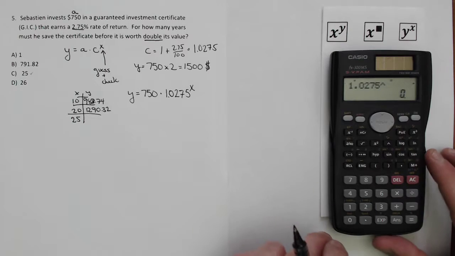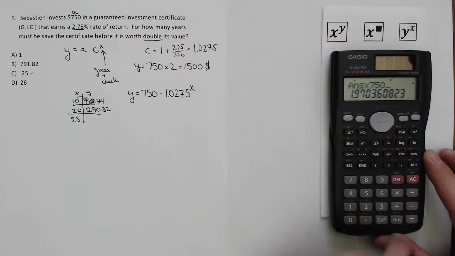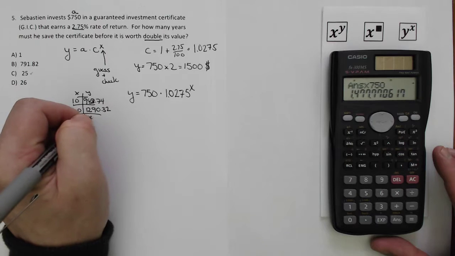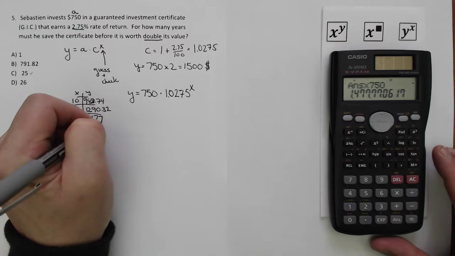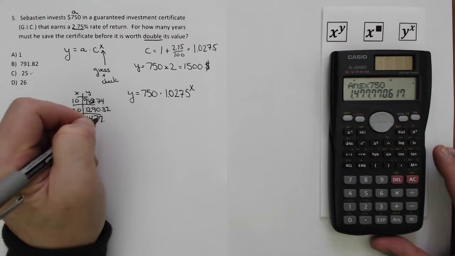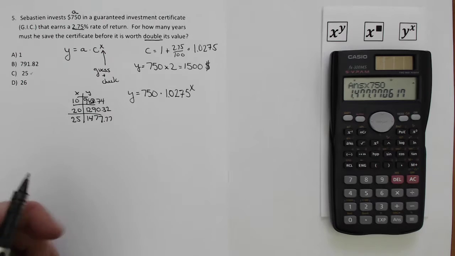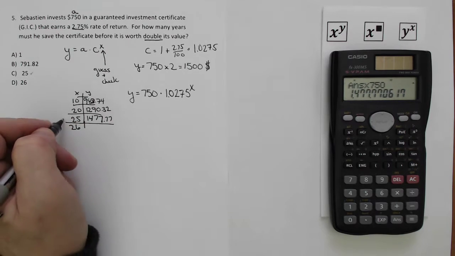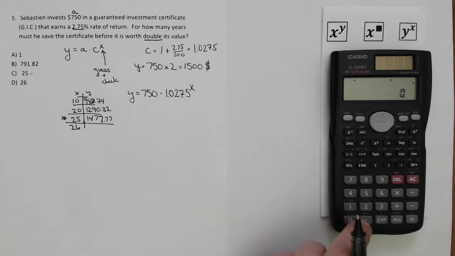1.0275 to the power of 25 is equal to that, times the initial value. Oh, I'm getting really close. 25 is 1477.77. So 1,500 is the amount I want to hit. I'm going to try what happens in the 26th year, but I suspect this is my answer right here, but we'll see what happens. You'll see I go over.